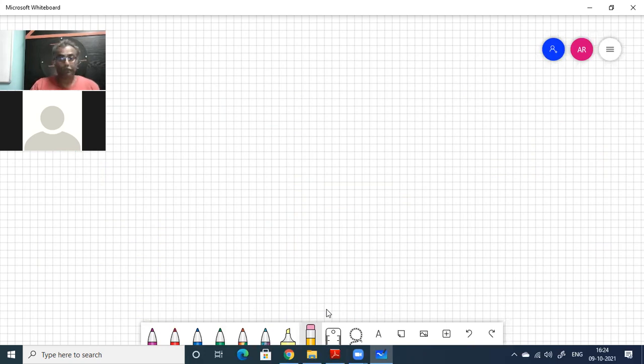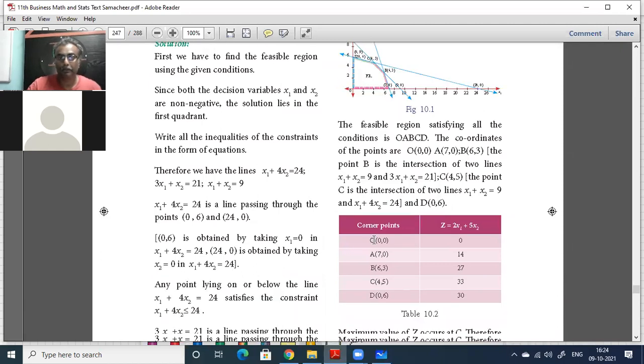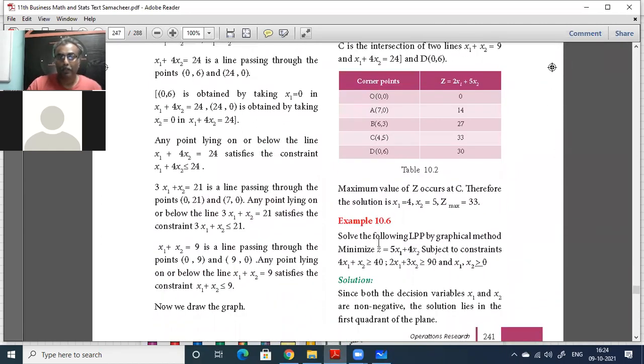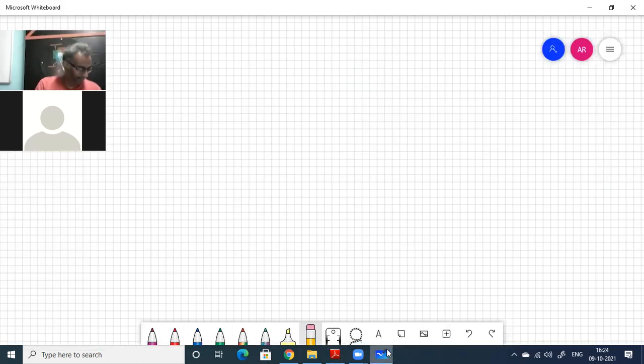So example 10.6 is the minimize function. Solve the following LPP by graphical method. Minimize Z equal to 5x1 plus 4x2. See, if we do this problem also, then we'll know everything. Subject to constraints, 4x1 plus x2 is greater than or equal to 40, 2x1 like that. Let us do this sum.